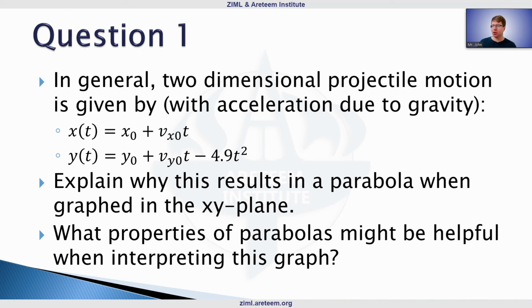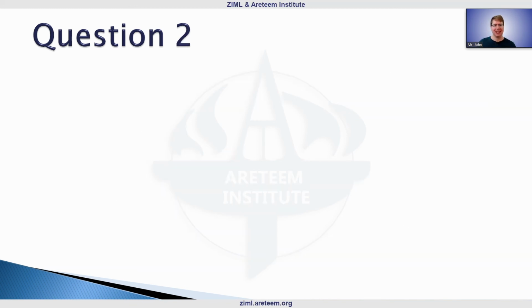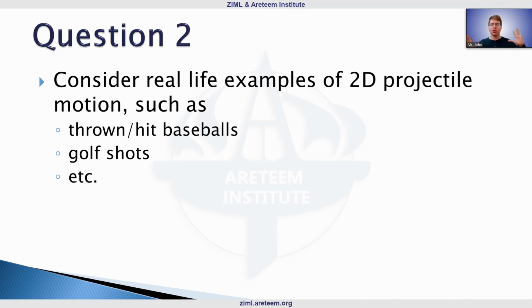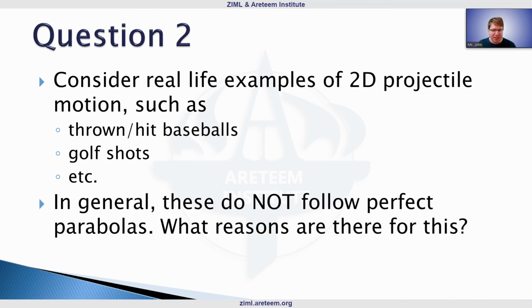Now, let's complicate things a little bit with our second question here. If we think about real life examples, you throw a baseball, you hit a baseball and it's going for a home run and you want to look at its path. You think about golf, somebody driving off the tee or an approach shot onto the green or things like that. These 2D motions, in fact, do not follow perfect parabolas.